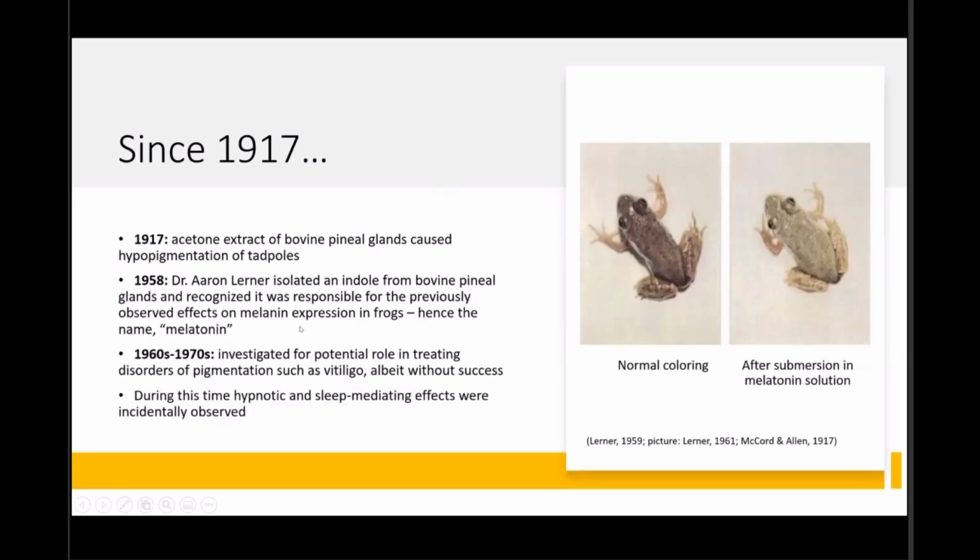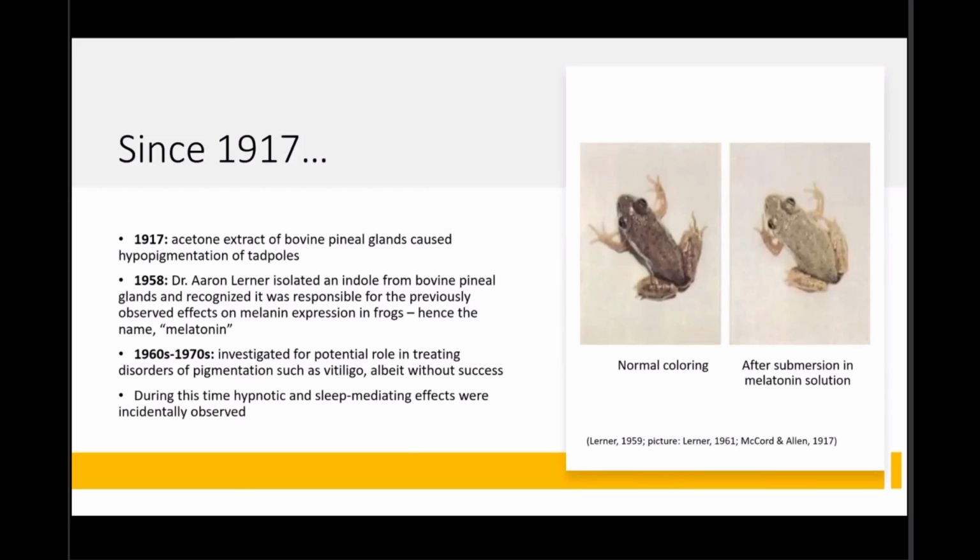So the follow-up for that in the 1950s, Dr. Aaron Lerner, who was a dermatologist, isolated an indole hormone from the bovine pineal gland and recognized that it caused hypopigmentation in frogs. So you can see one of the frogs he submerged in a melatonin solution on the right there as compared to prior to being submerged. So it was first investigated as a possible treatment for disorders of pigmentation, such as vitiligo. That was not successful, but as they were investigating that possible use, people noticed that it caused some sleepiness and mediated sleep onset, and that is how we have arrived at its current use today.